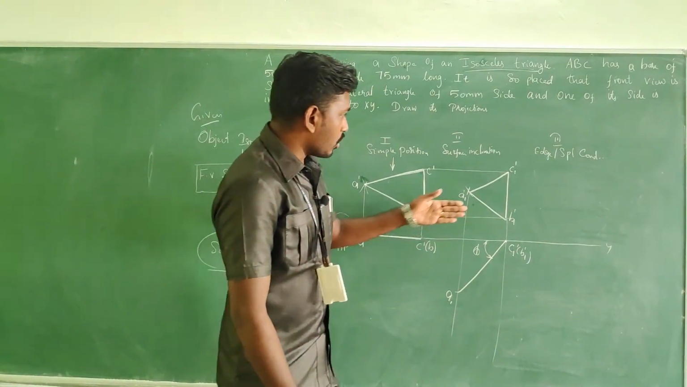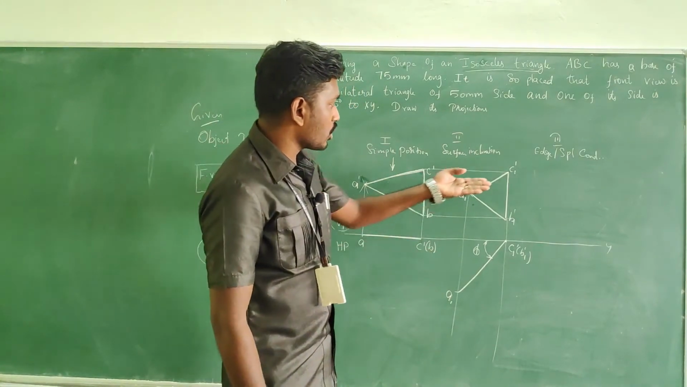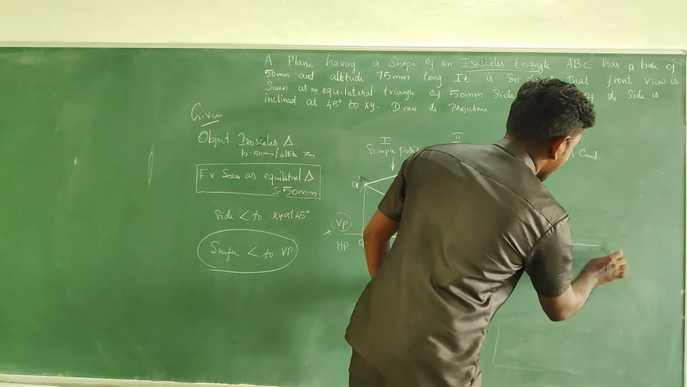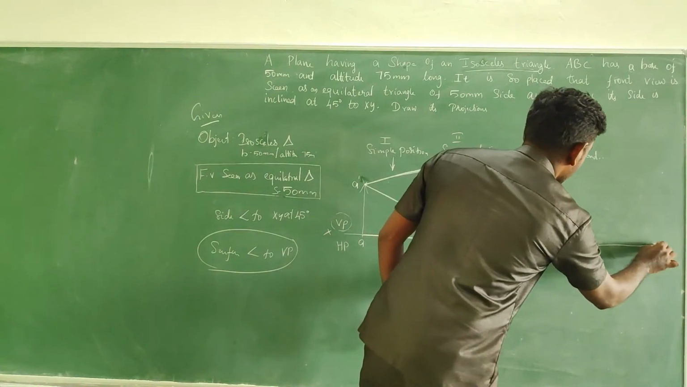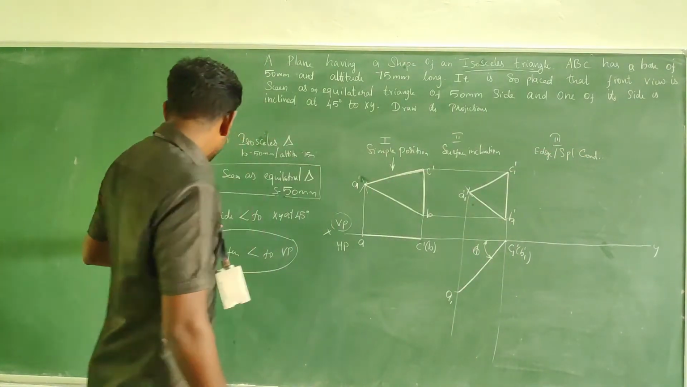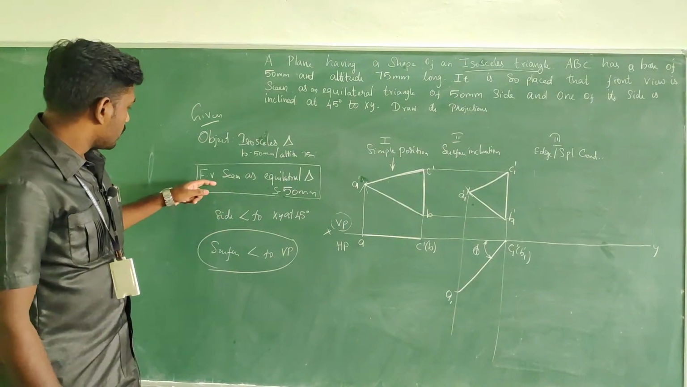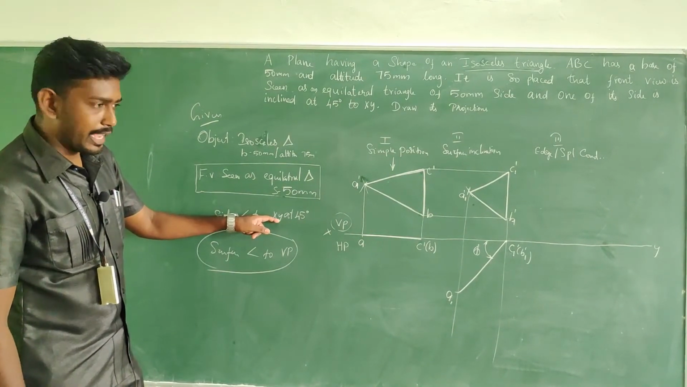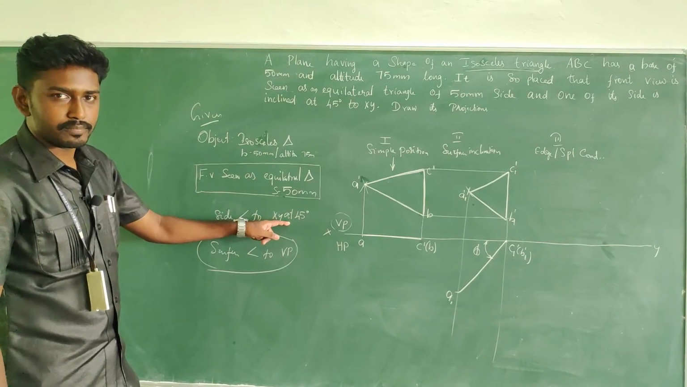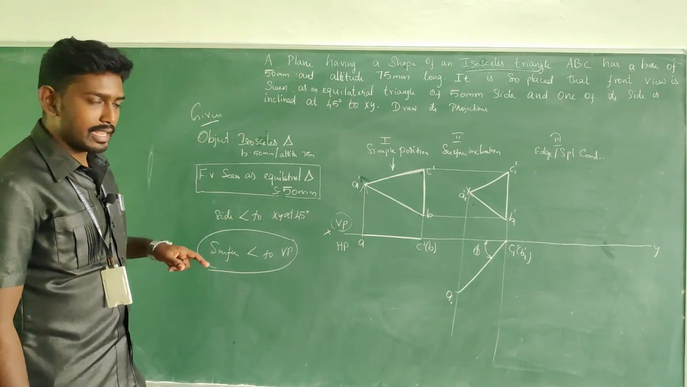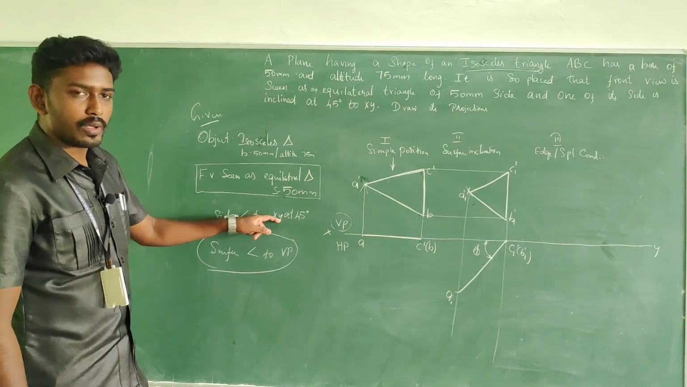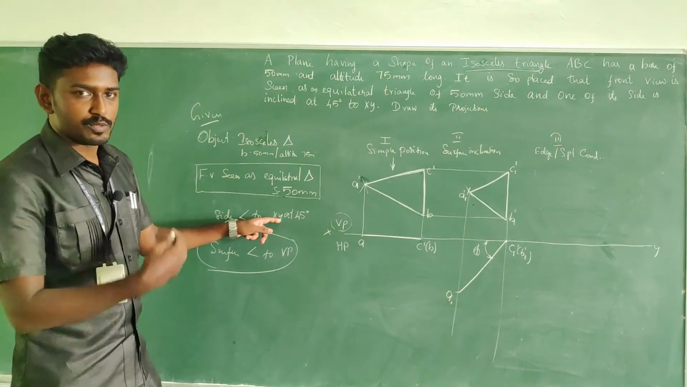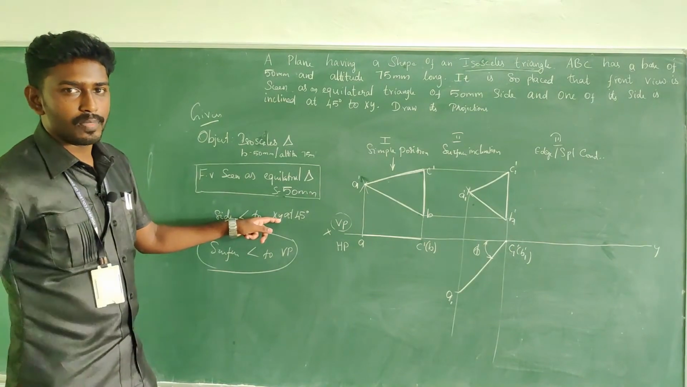Okay. And what is next? The surface inclination got over. Third is special condition or edge inclination. So here it is mentioned the side is inclined to HY at 45 degree. Okay, this side is inclined to HY. We don't know where it is exactly inclined, with respect to VP or with respect to HP.